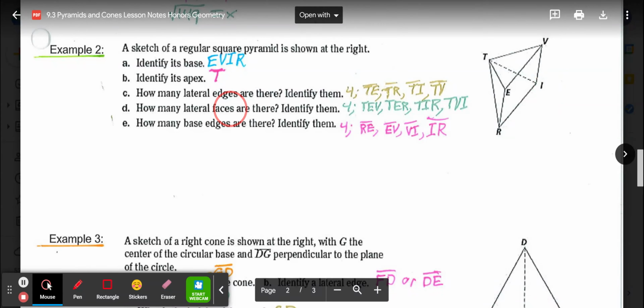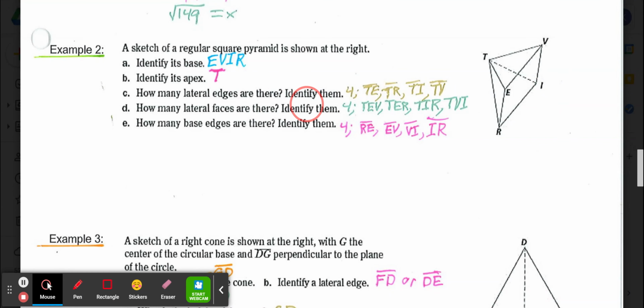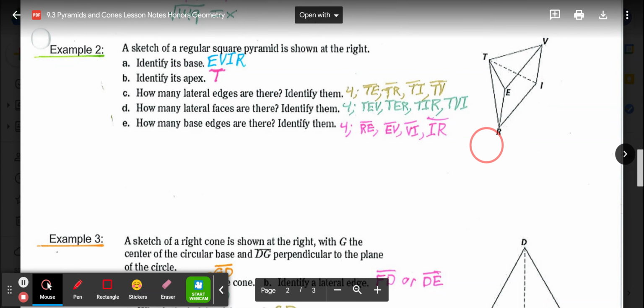Then how many lateral faces are there? Identify them. We have 4 lateral faces, which are 4 triangular faces. So it would be TEV, TER, TIR, and TVI. And then lastly, how many base edges are there? Identify them. So there's 4 edges to our base, which is a square. So it'd be edge RE, EV, VI, and IR.